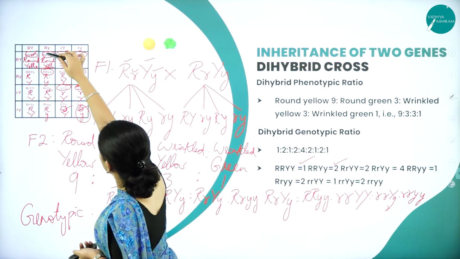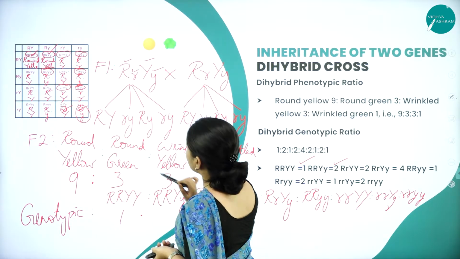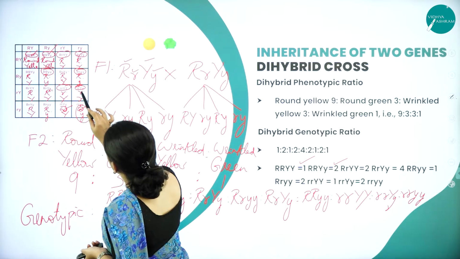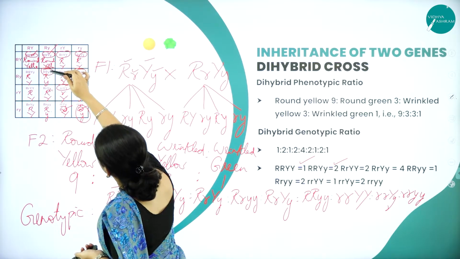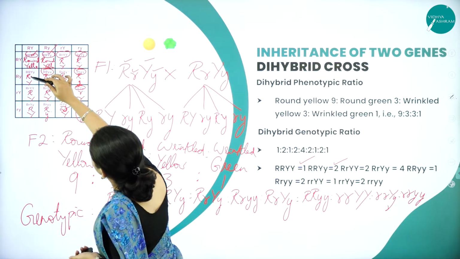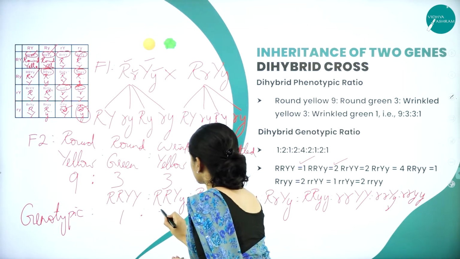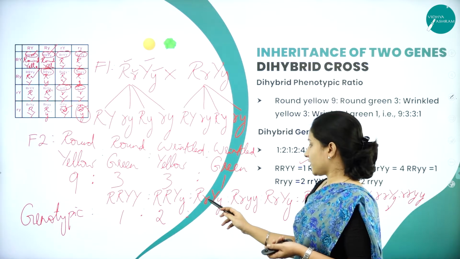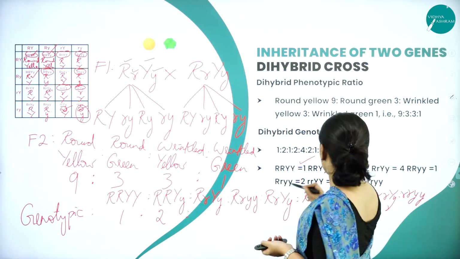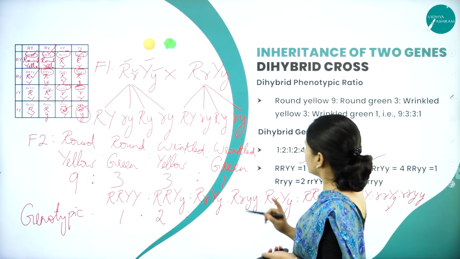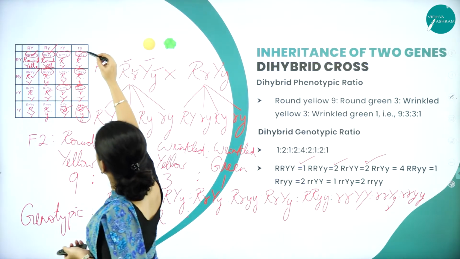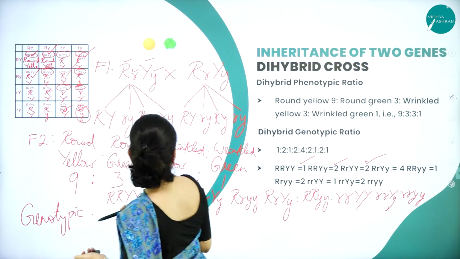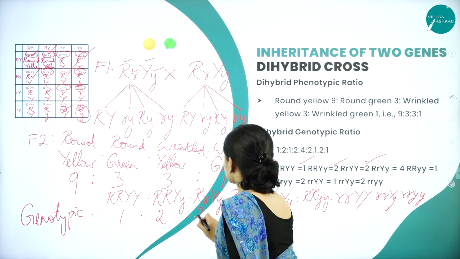So one is this one, RRYY, and the other one is RRYY. So this one. So 2 are there. Next we have dominant R, recessive R, dominant Y and recessive Y. How many are there? 2. So we'll search for them. RRYY and RRYY. So this is again 2.